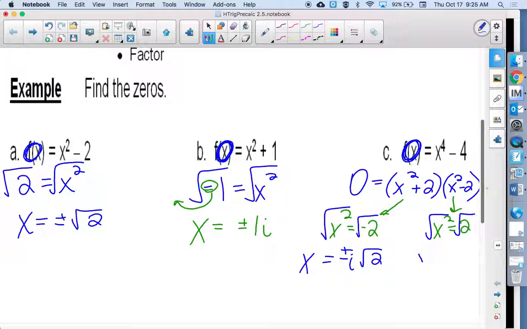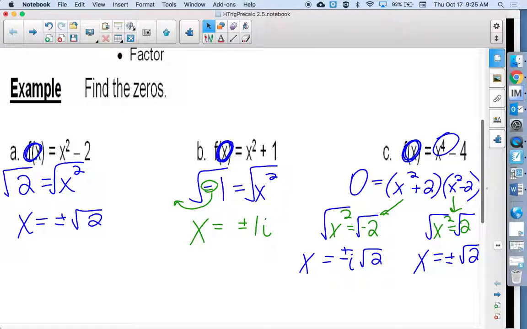And then my other one, we solved as a. Again, don't forget the plus or minus. Power of 4, 4 answers. So 2 that are imaginary, 2 that are real. And that's how a lot of our answers are going to look, where you're going to have some of each. So some will be imaginary, some will be real. So don't forget to just factor sometimes.